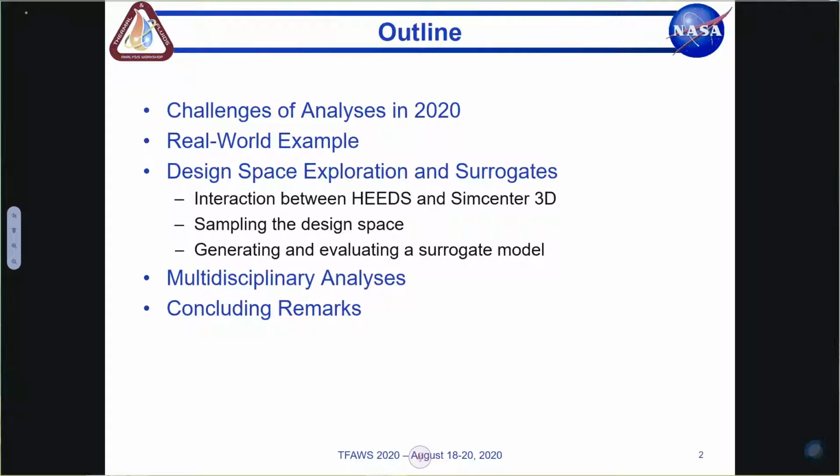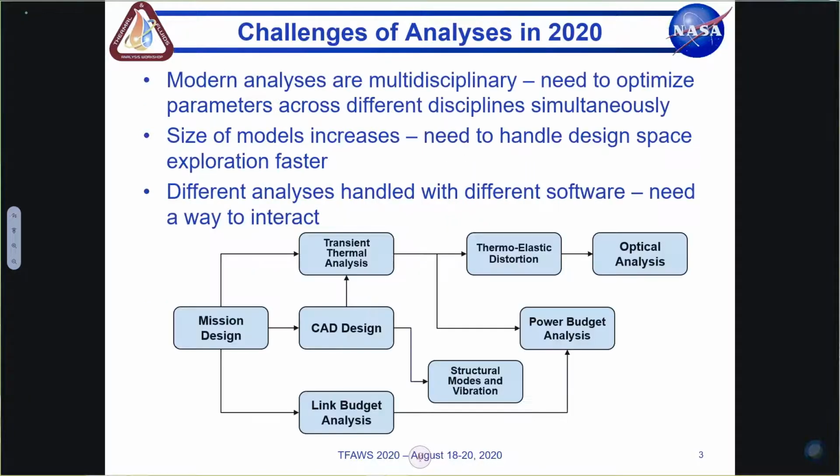We'll look at a real-world example that we ran through, and then go through how you can set up design space exploration models, you set up surrogates, and particular emphasis on how you create the interaction between TFAWS, which is a design space exploration software, and SimCenter 3D. We'll also talk a little bit about sampling the design space and then generating and evaluating a surrogate model. So we'll go through what all of this means and why we're doing all this. The next step, we'll look at the multidisciplinary analysis and how we go about doing that, and then we'll conclude at the end with everything that we covered and why we go through all of this in the first place.